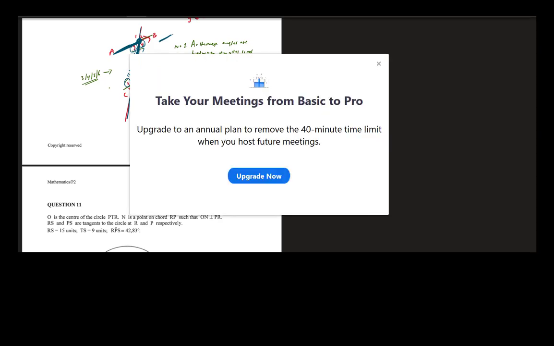Transversal, transversal, and they can't be close to each other like 5 and 6, no, and 3 and 4, no. The alternate angles are 4 and 5. The alternate angles are 3 and 6. Alternate angles are between parallel lines.